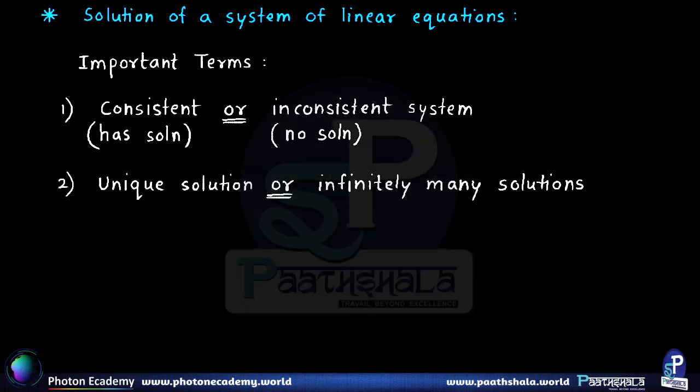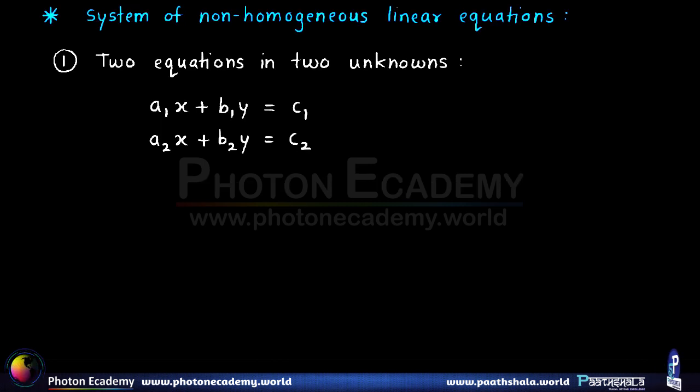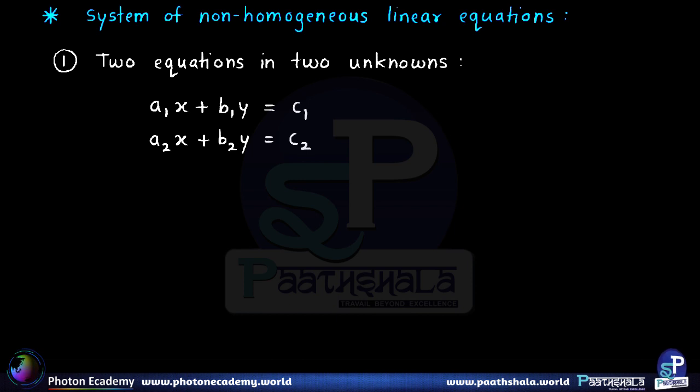So based on this, now we will see the different types or different cases of systems of equations, and we will see what are the conditions so that we come to know whether a system is either consistent or inconsistent, and if at all it is consistent, then whether the solution is unique or there are infinitely many solutions. Now let us move ahead and see the first category, that is called the system of non-homogeneous linear equations. As an example, let us first see the case where we have two equations in two unknowns, that is x and y.